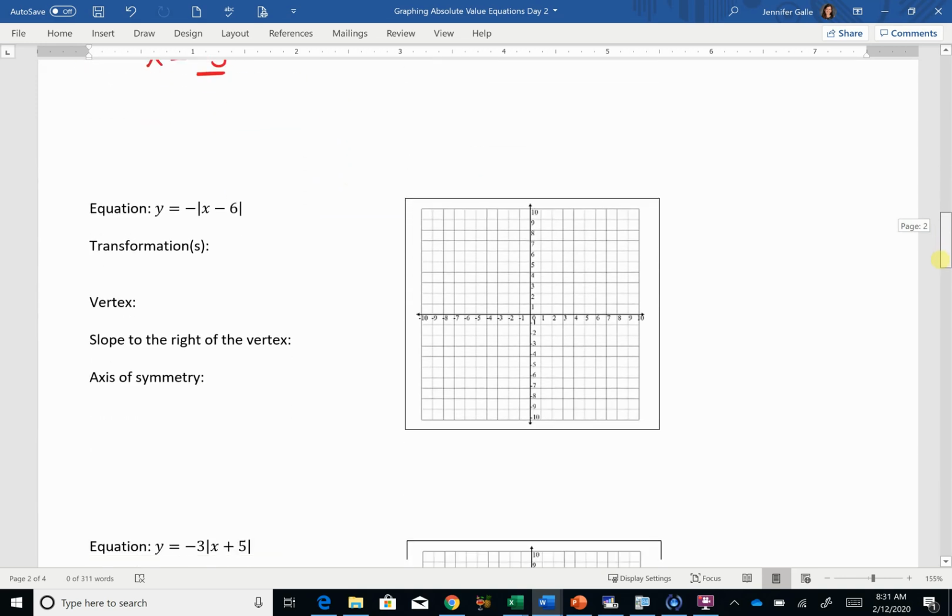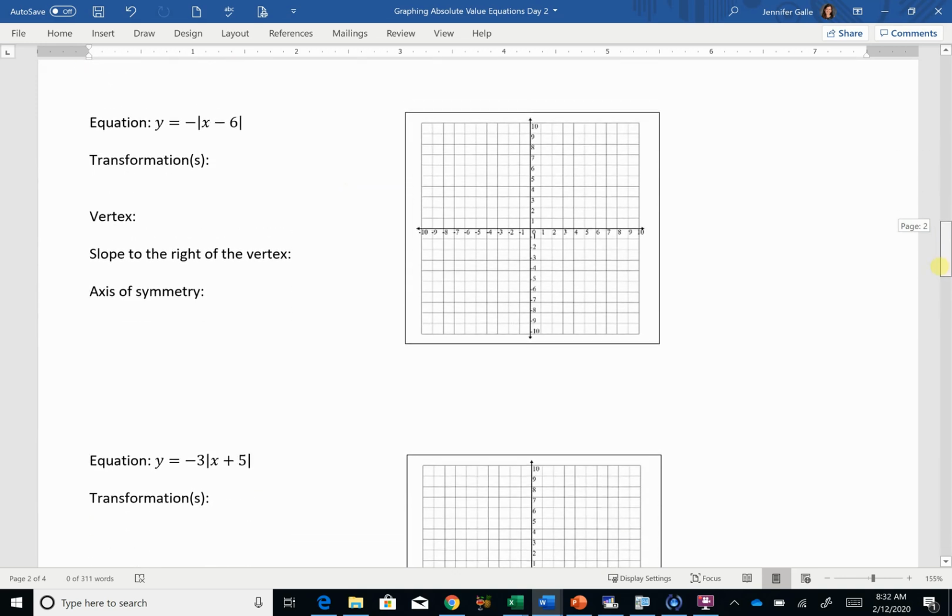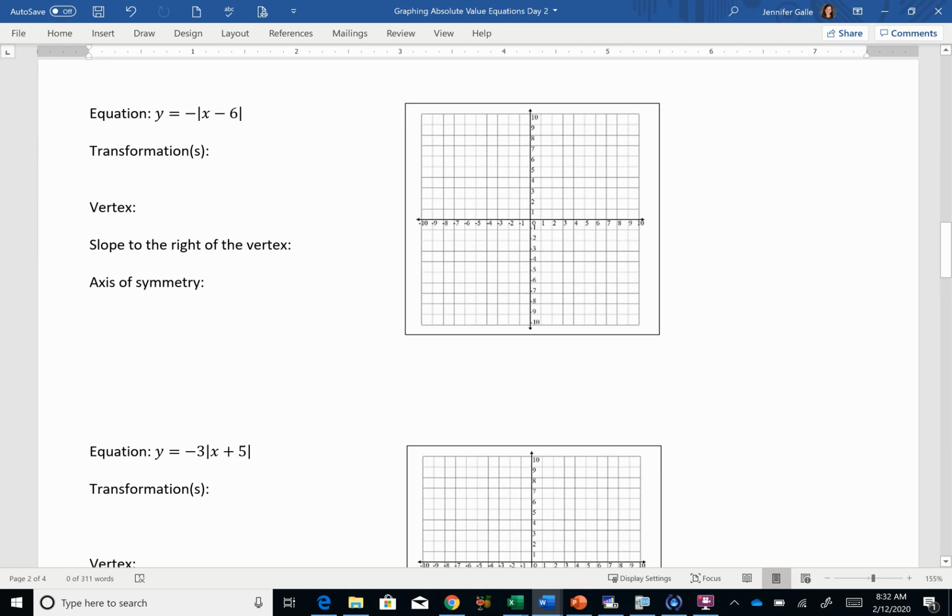Let's try something similar. There's just a couple more examples I want to do with you, helping you get used to picking out the transformations and vertex and things like that. Again, you are more than welcome to pause this video at any time. You can rewind this video. You can try things out on your calculator if you choose to. Let's start with the transformations.